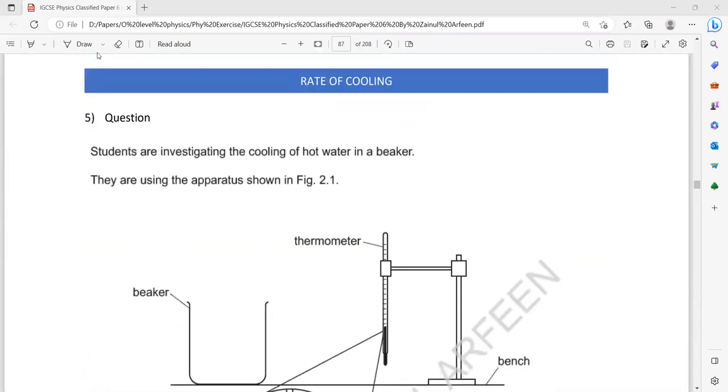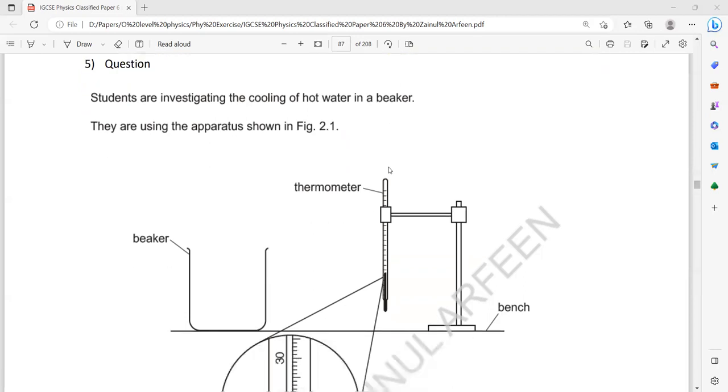One more question, again related to rate of cooling. Students are investigating the cooling of hot water in a beaker. You will find the rate of cooling experiments are the most common one. It's like every year there is a question from this. Sometimes there's a question from balancing, sometimes a question from extension. Normally if there's a balancing question, then an extension question is not there. Same thing, if it's a time period question, you don't find a density question. But rate of cooling is the most common one you will find almost every year. They ask a question, sometimes planning an experiment, sometimes you have to state the results.